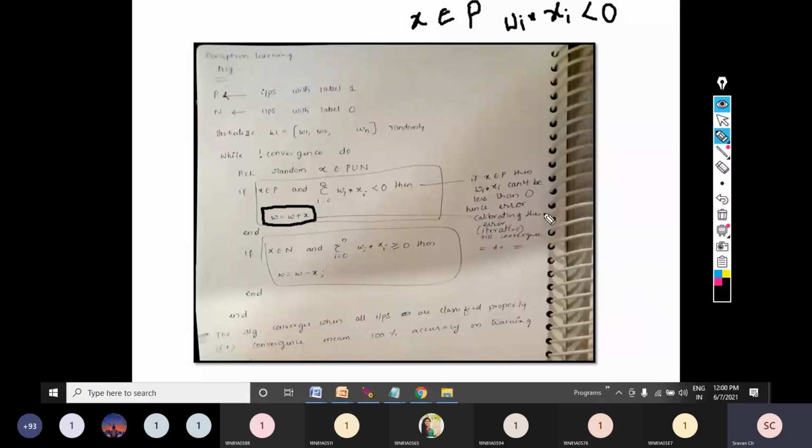This is called calibration. Calibrating the error means slowly we are trying to make some changes, slowly updating the weight. Now I am increasing the value of W, right? So what will happen next time? If I again repeat this loop and it is still less than 0, again this W will be updated, right? Same thing: if x belongs to N, if it is a negative example, then obviously the summation should be less than 0. But if the summation is greater than 0, that is the second case.